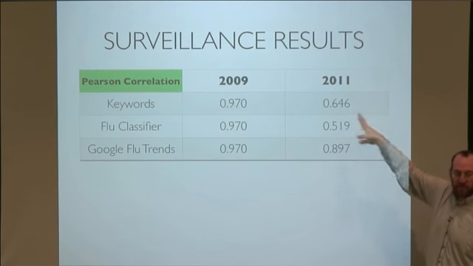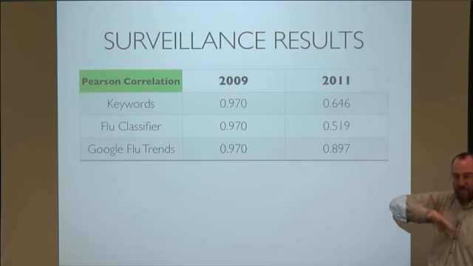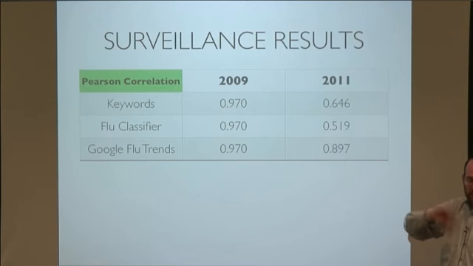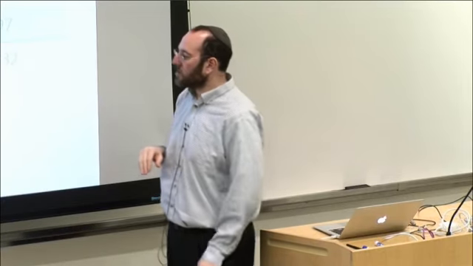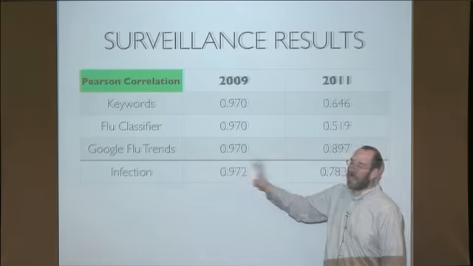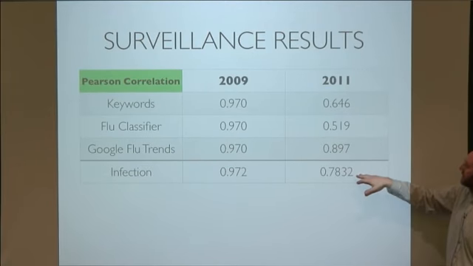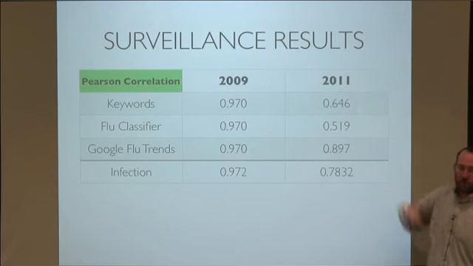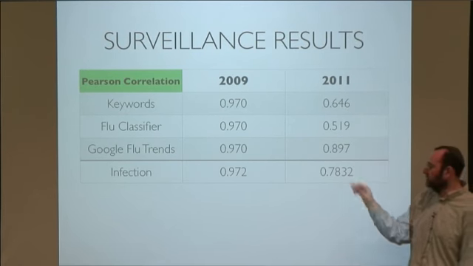But 2011 was a very mild season. So it wasn't this huge increase and decrease. And therefore, a lot of systems really struggled. So here's how our system did, where we're actually just looking at infection tweets nationally. You can see it does a little bit better in 2009, but who cares? In 2011, it cuts the error in half between the best Twitter method and what Google Flu Trends has. So really substantial improvements.